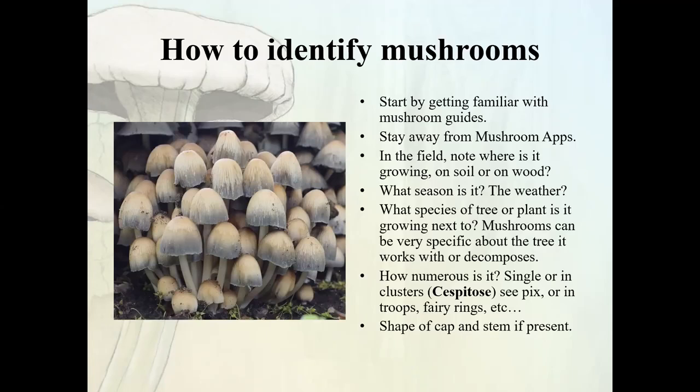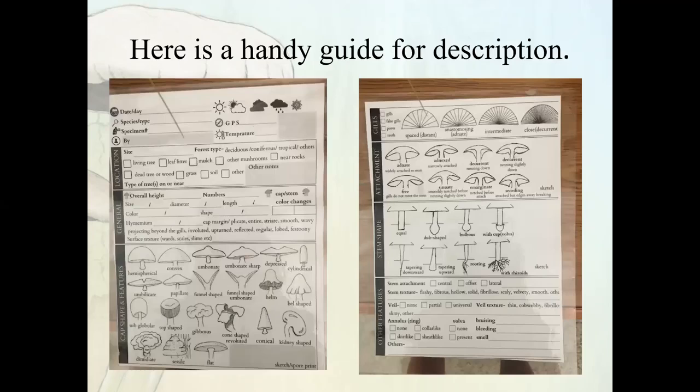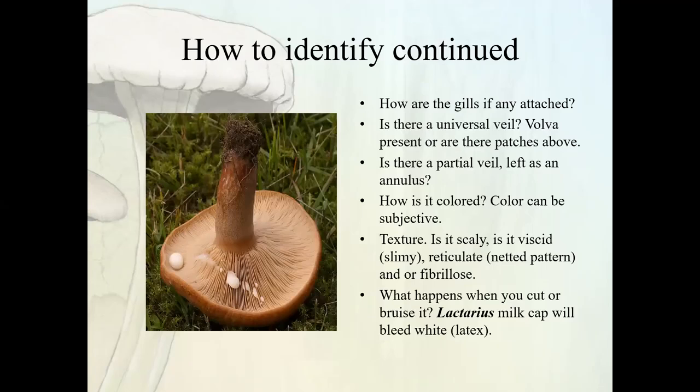Shape of cap and stem, if present. Something like this goes over all the different shapes and whether the gills are attached or not attached. Here's a handy guide. We were passing that around, and this has all the features. You can take that book with you when you go to identify. I'd rather write it down in a notebook and then go back, and you can go home and say, oh, what was the shape of that? Some of these terms are really confusing. I still have problems knowing what all of these are. I'm getting there.